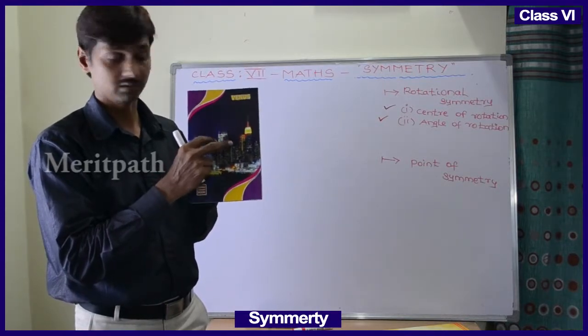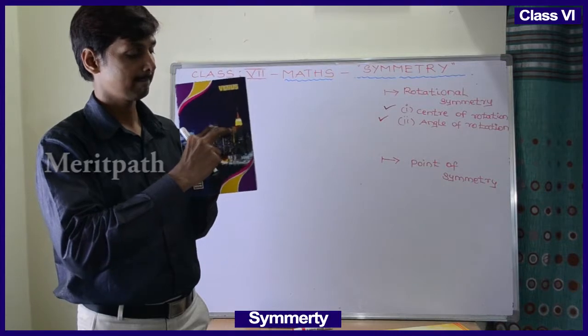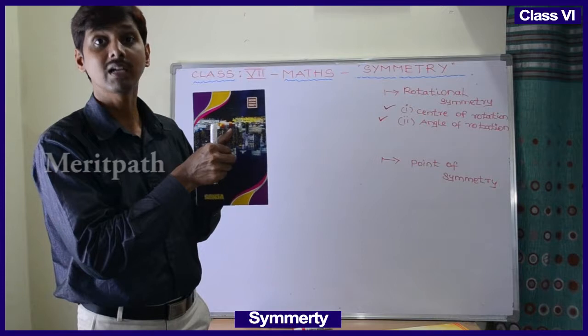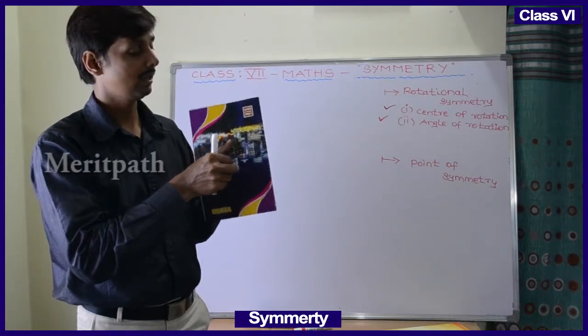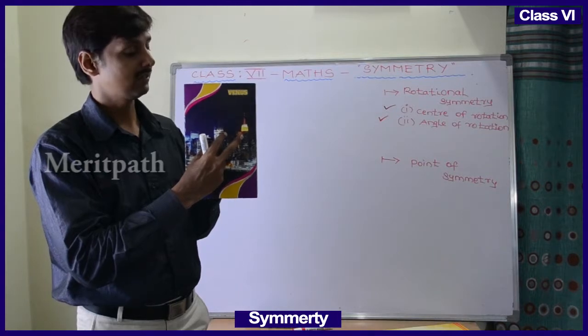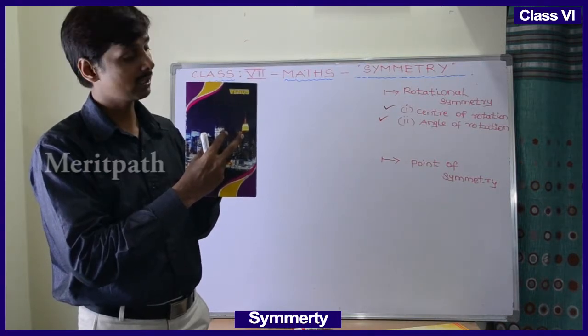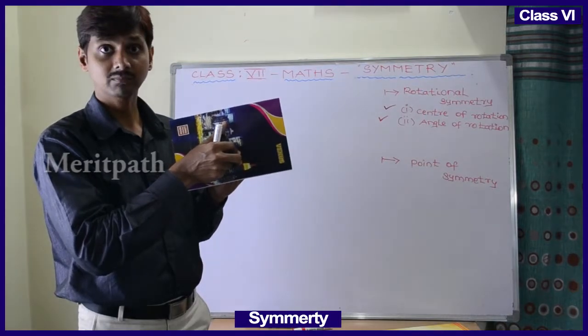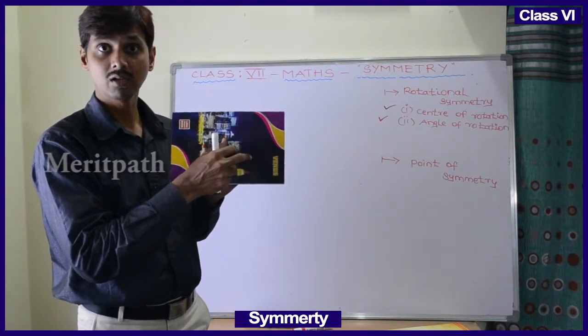For a half turn, it will be like this, half turn, and this is 180 degrees. And we'll take it back. And for a quarter turn, we'll take one quarter turn. Then it makes an angle of 90 degrees. This is 90 degrees.